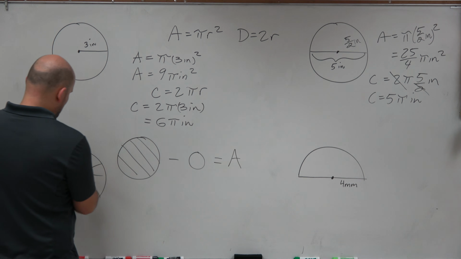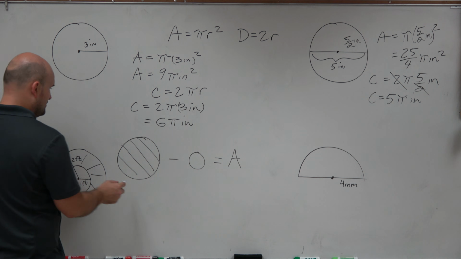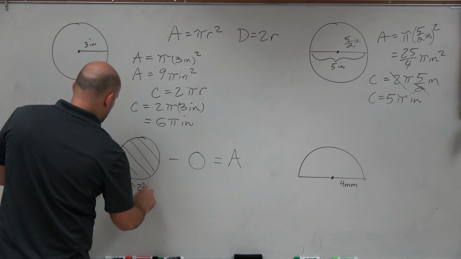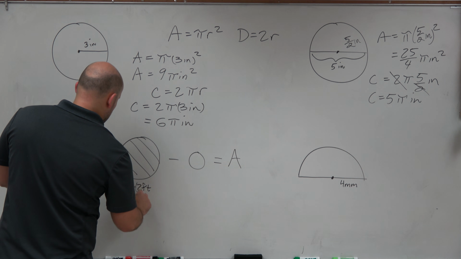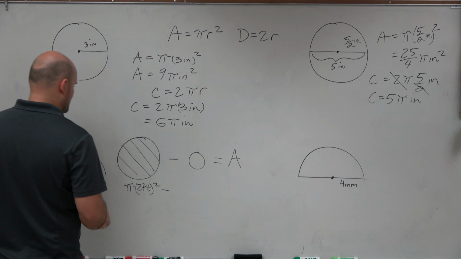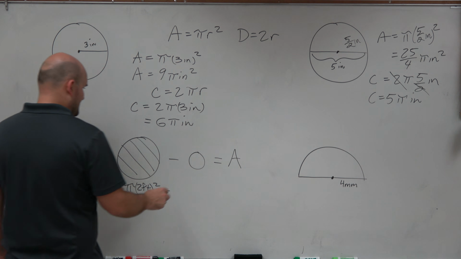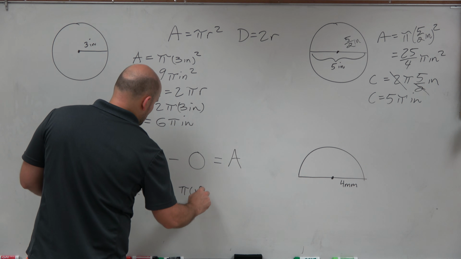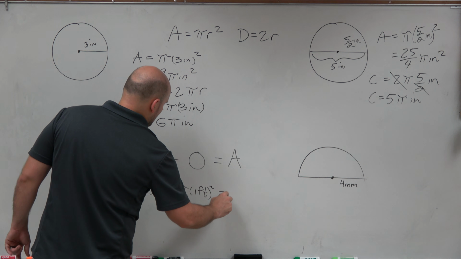So the area of the large circle, you can see this has a radius of 2. So that's going to be pi times 2 feet squared, pi r squared, minus the radius of the smaller one, which is going to be 1. So that's going to be pi times 1 foot squared equals area.